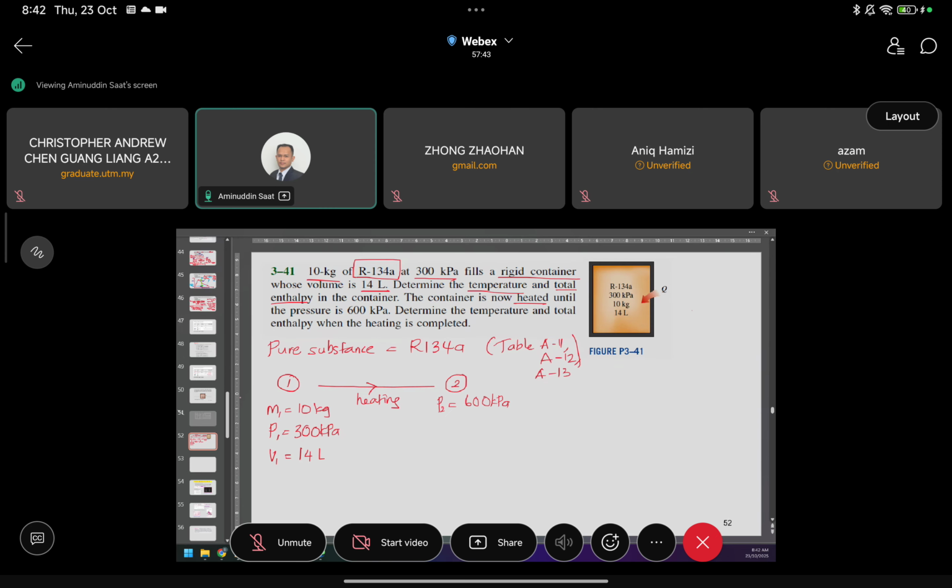If you look here, this is a rigid container. For the second state, the only information is pressure. So you need another piece of information in order to solve state 2, because in state 2, they ask you to calculate the temperature and the total enthalpy when the heating is completed. So the question is, first question.